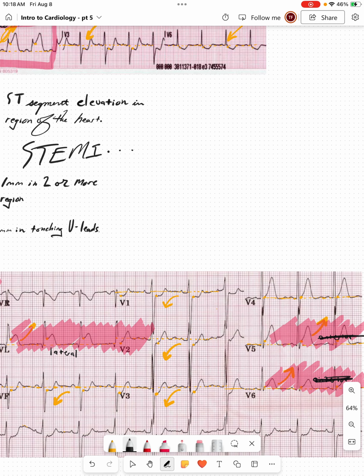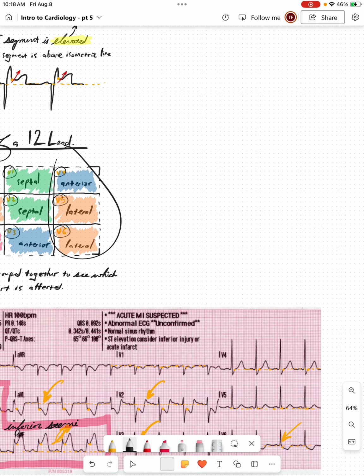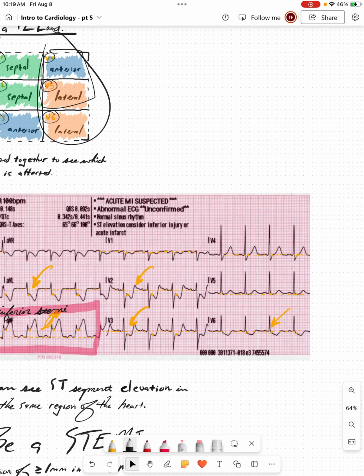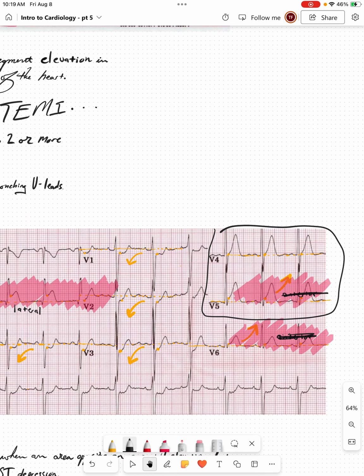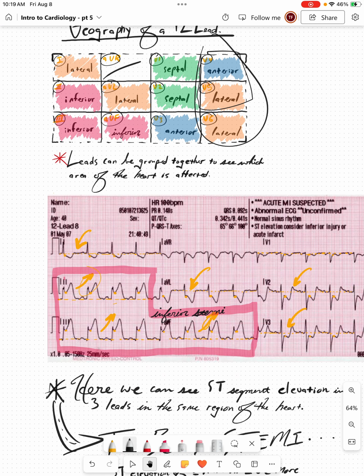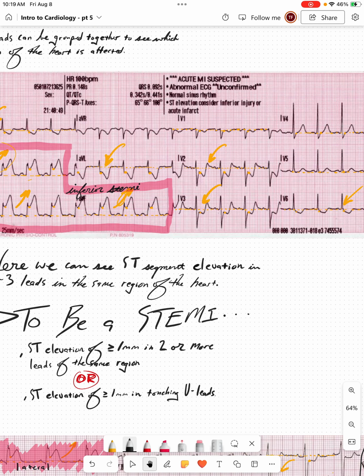So if I had elevation in V4 and 5, what would that be? V4, V5, I would have an anterior lateral STEMI. Say I had elevation in V2 and V3. What would that be? That would be anterior septal.